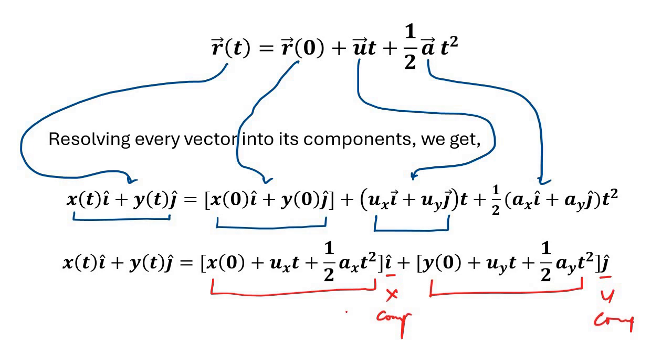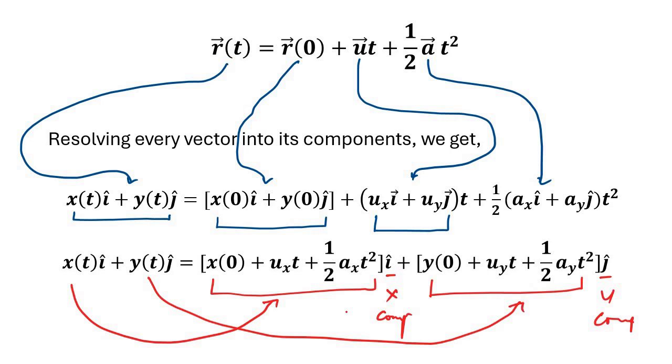So now we have to compare each side. So here xt, which has the coefficient of i cap on the LHS side, we compare it with this. So xt is equal to x0 plus uxt plus 1 half axt square. Similarly, yt, the coefficient of j cap on the LHS side, we compare it with the coefficient of j cap on the RHS side. So we have yt is equal to y0 plus uyt plus 1 half ayt square. So this is the thing.